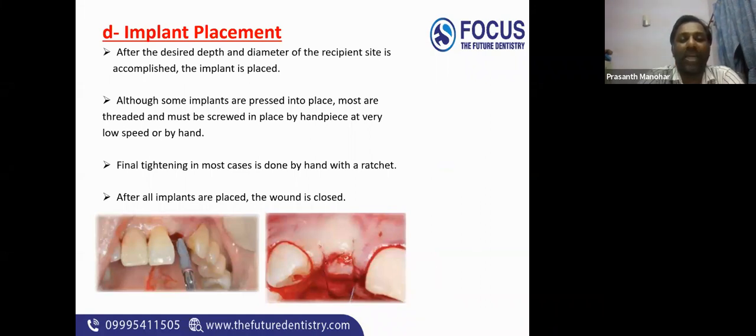Now implant placement is done, and it should have a minimum primary stability so that it can get stable over that particular region. After the implant is placed, a primary closure of the wound is done.